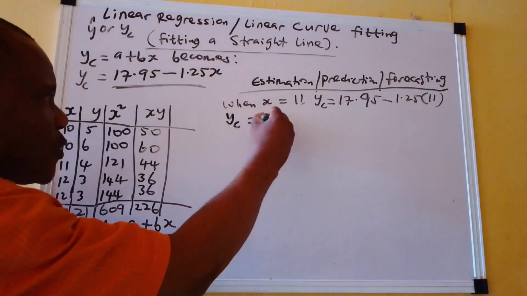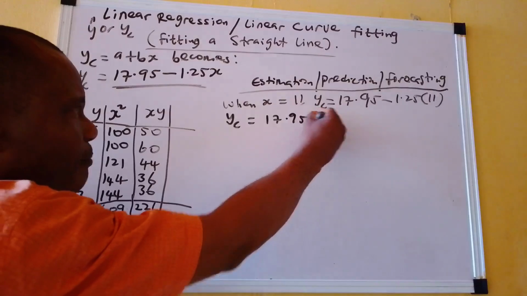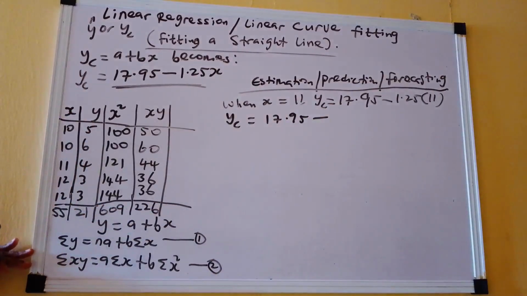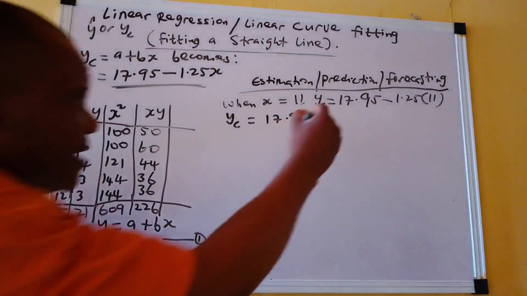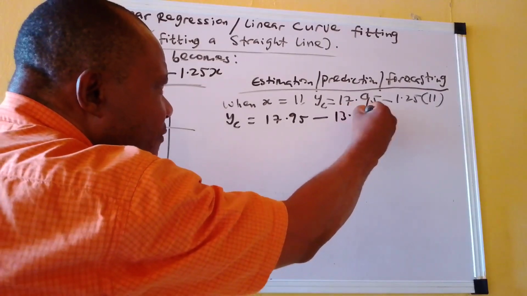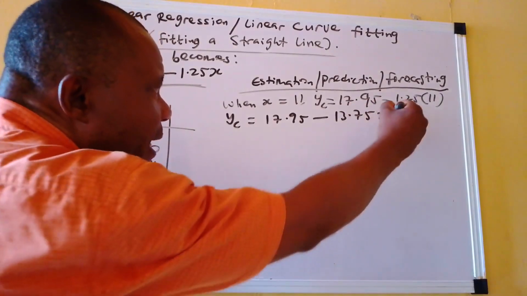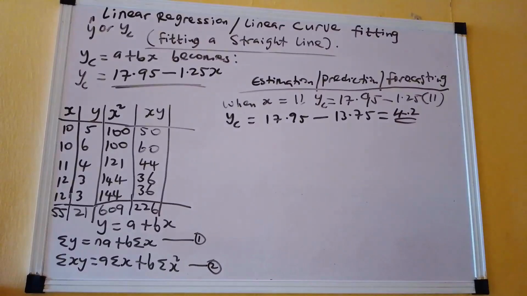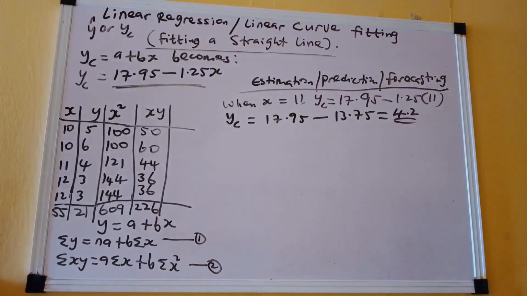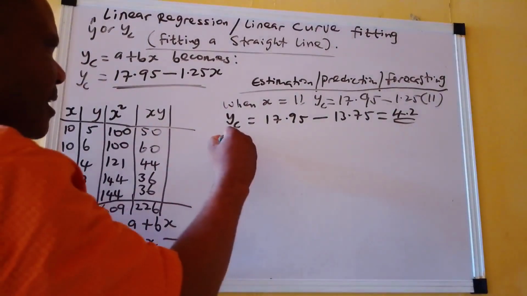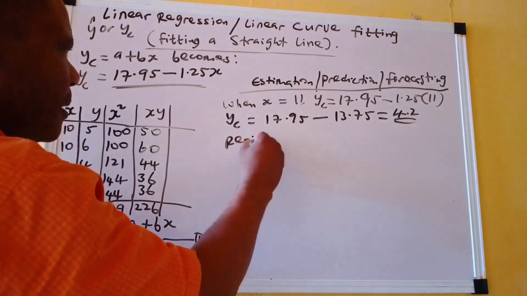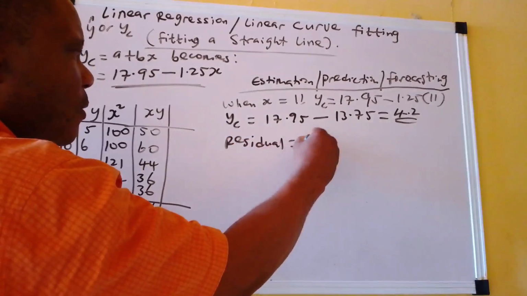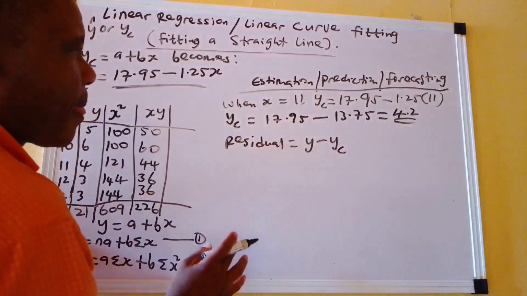yc is equal to 17.95 minus 1.25 times 11. You are going to get 17.95 minus 13.75, and that will now leave you with 4.2. You see that? That will leave you with 4.2. Now, our residual is given as y minus yc.